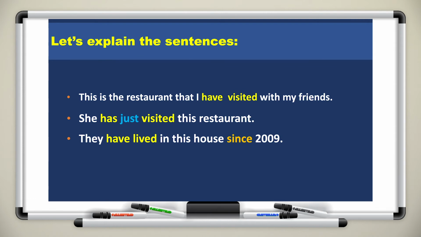Let's explain those 3 sentences. The first sentence, this is the restaurant that I have visited with my friends. Take a look at have and visited. Have and visited tells me that this sentence is in the present perfect because I used have and I followed it with a verb in the past participle. Take a look at the second sentence. She has visited this restaurant. So I have the word has and I followed it with a verb in the past participle.